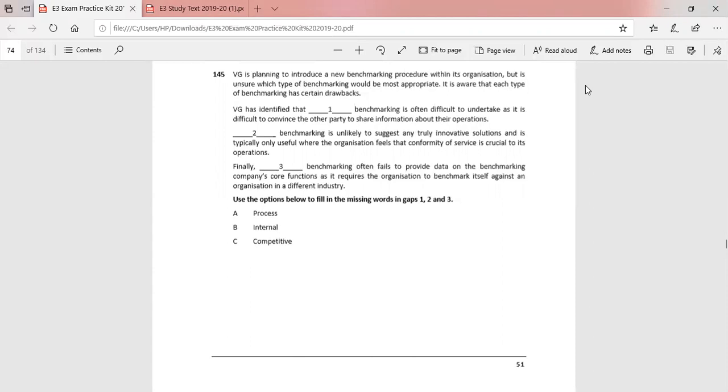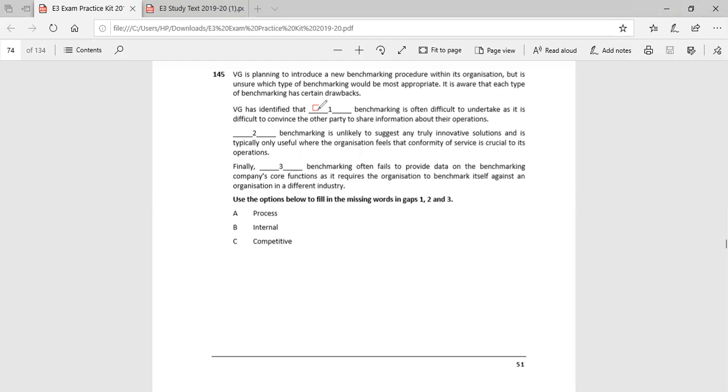The first one, it is difficult to convince the other party to share information about their process. Who would not share the information? Two is B. One is C. Why? Because competitors would not share the information because of the confidentiality issues. So, competitive benchmarking, there is a difficulty in getting the information for comparison.